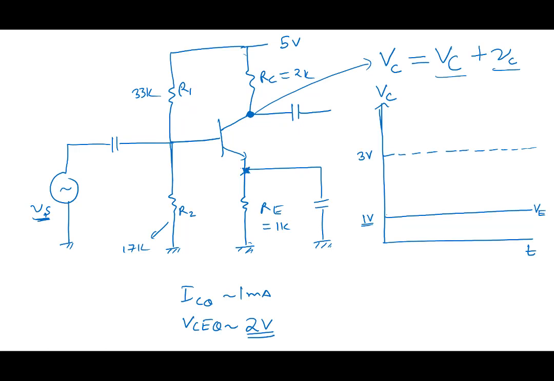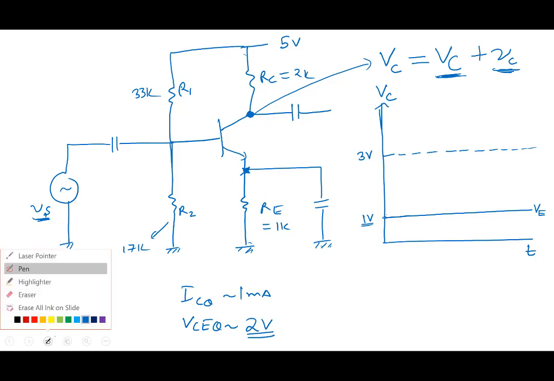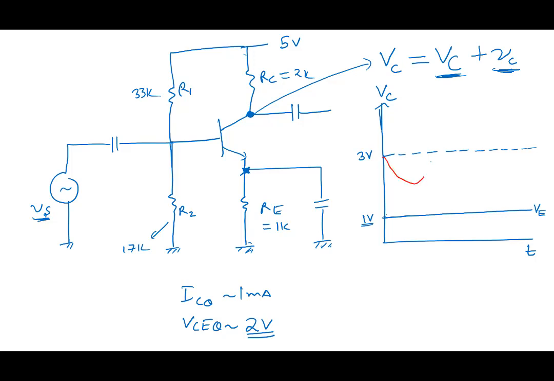And note that at the emitter voltage, every voltage has a DC component and an AC component. But at the emitter voltage, what is the AC component? Because of the capacitor, it's a short. So the net voltage here is going to remain 1 volt. This is the emitter voltage. Okay? The collector voltage is made up of DC plus a sinusoidal part. So let me draw the sinusoidal part here. It will go like this.